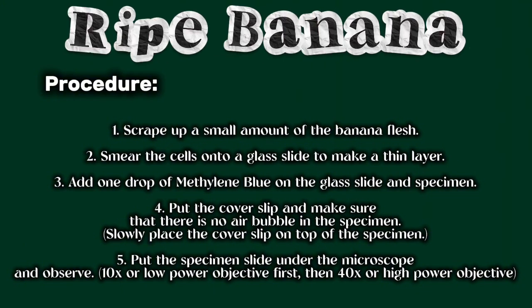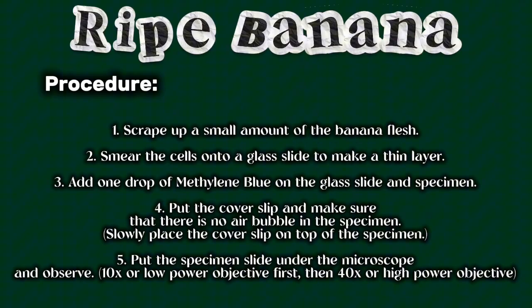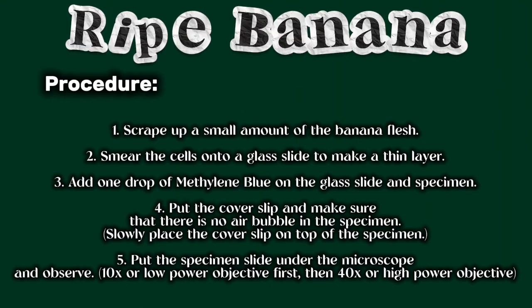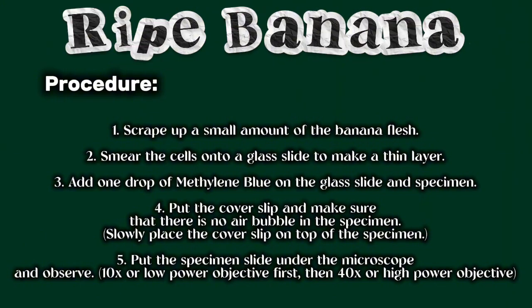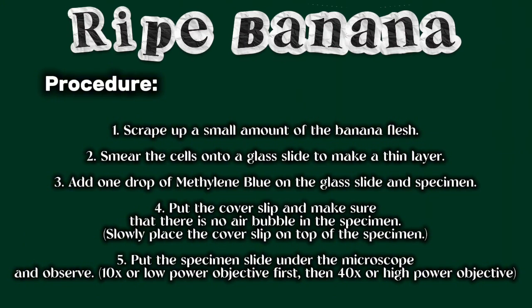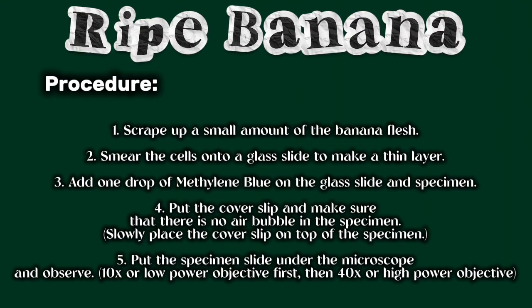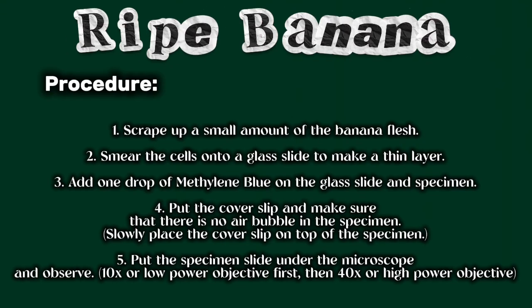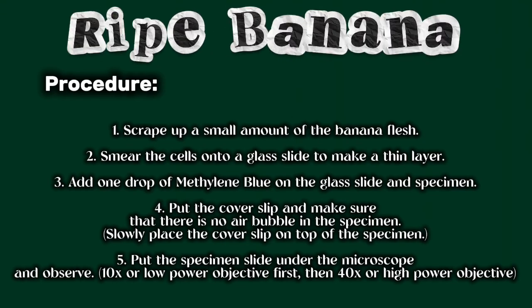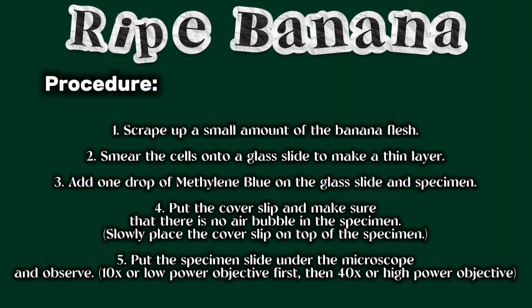Add 1 drop of methylene blue on the glass slide and specimen. Put the cover slip and make sure that there is no air bubble in the specimen. Slowly place the cover slip on top of the specimen. Put the specimen slide under the microscope and observe. 10 times or low power first, then 40 times or high power next.